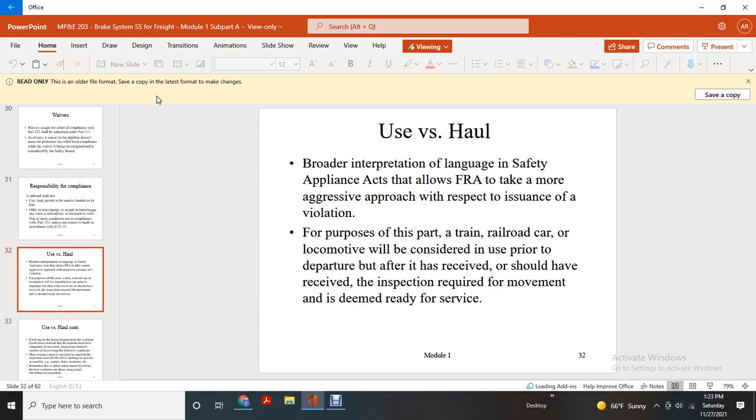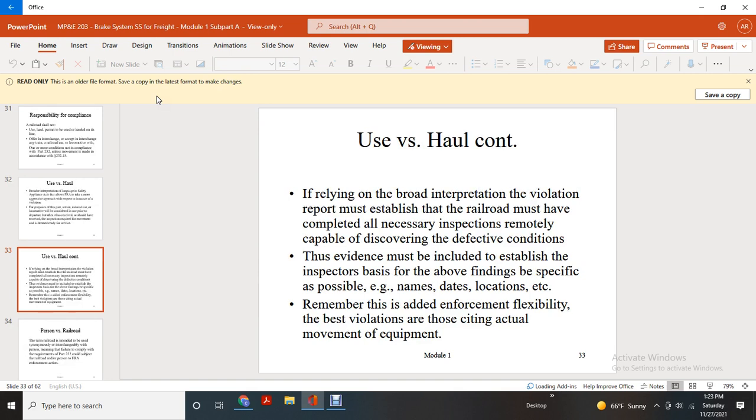Uses versus hull: a broader interpretation of the language of the Safety Appliance Act allows the FRA to take a more aggressive approach with respect to the issue of violation for the purpose of this part. A train and railroad car or locomotive will be considered in use of the prior department, but after receipt shall have the inspection required for the movement if it is deemed ready for service. Use in versus hull continues with reliance on the broad interpretation of violation.